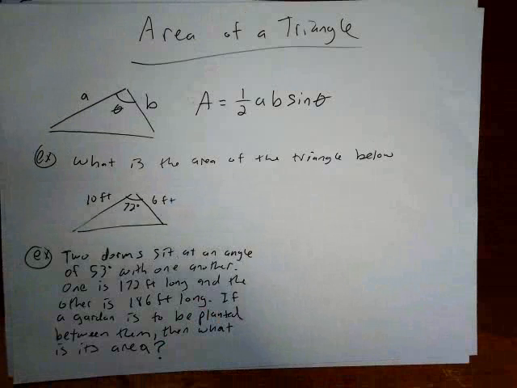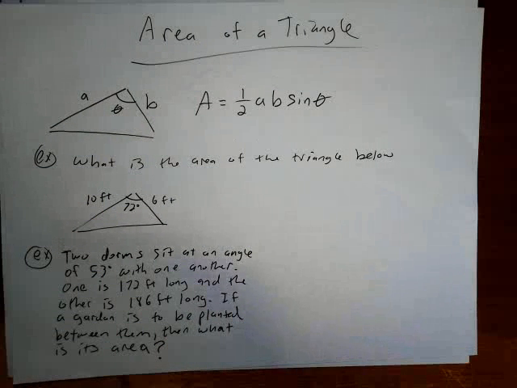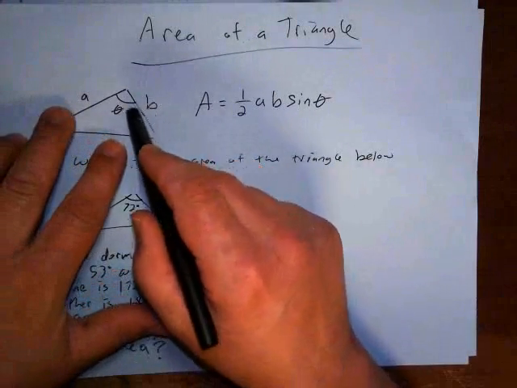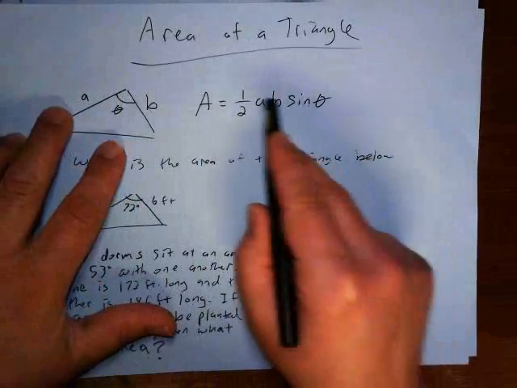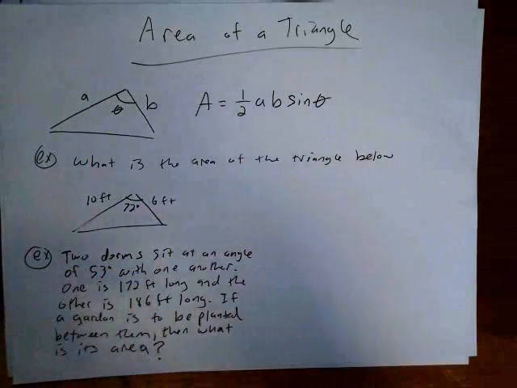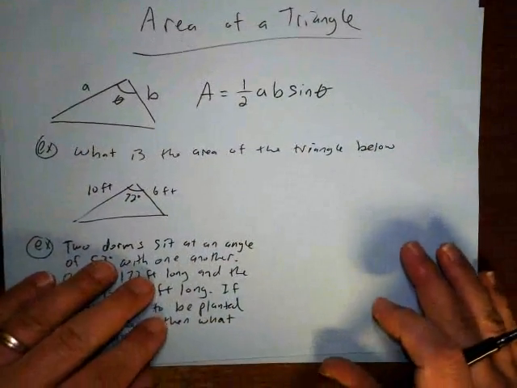I think the book makes this a little more complicated than it needs to. So I just have one single formula where I just multiply the two sides they give you times the sine of the angle. You take 1/2 of that, that gives you the area of the triangle. Okay, so here's an example.